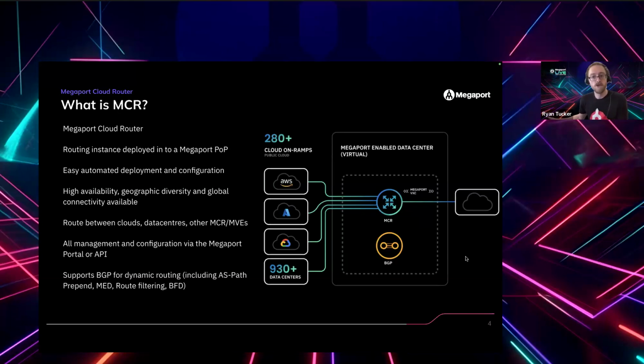As I mentioned, probably the most common use case is routing between clouds, so between Azure, AWS, Google, Oracle, and so on. But you can also route between data centers or combine the two, really any time you might need layer 3 functionality within Megaport's network.